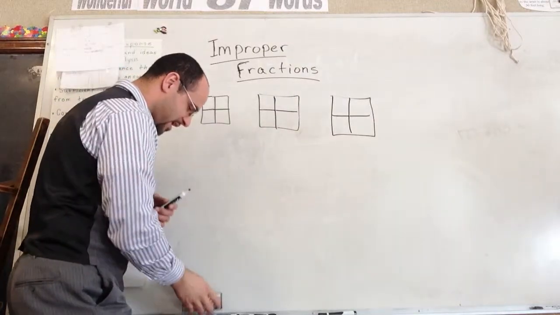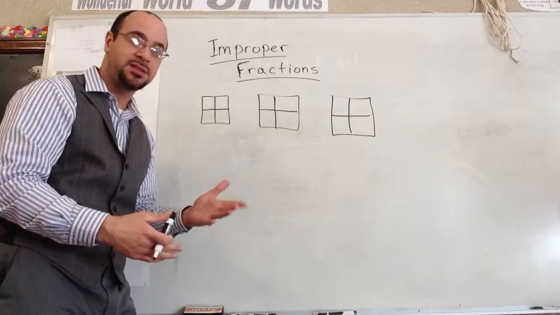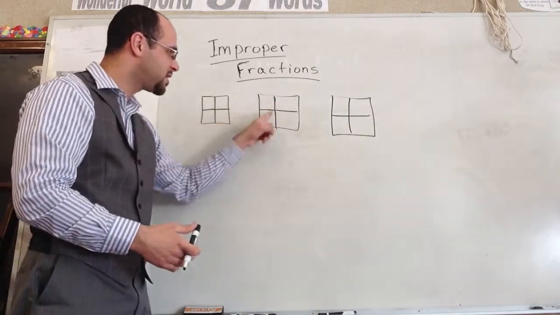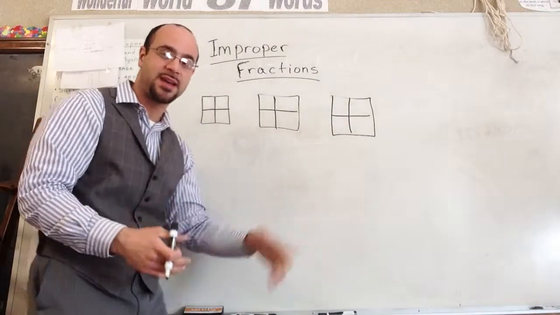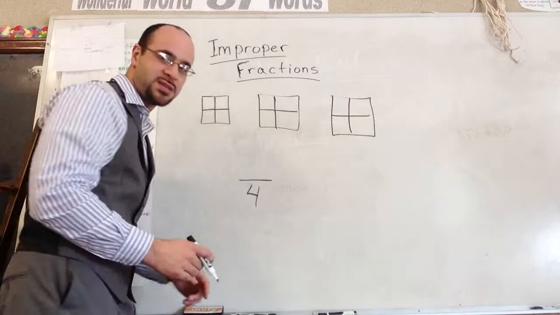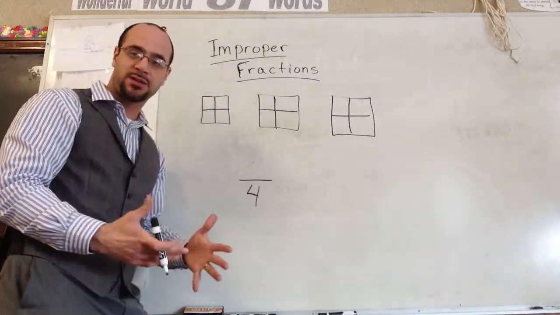In an improper fraction, I would still be dealing with the same size pieces. I'm still dealing with quarters or fourths. I still have fourths here, and fourths here. So my denominator is going to be the same still, because remember, my denominator tells me the kind of pieces that I'm dealing with. But my numerator is going to be a little different now.